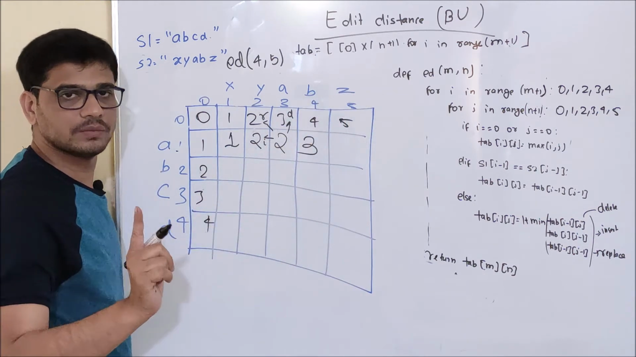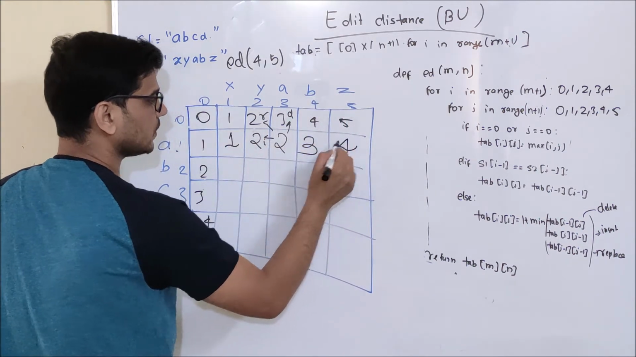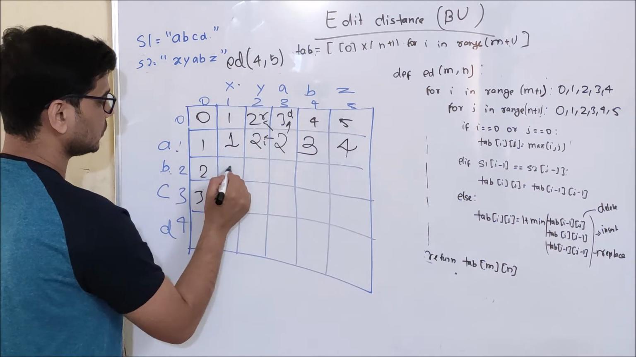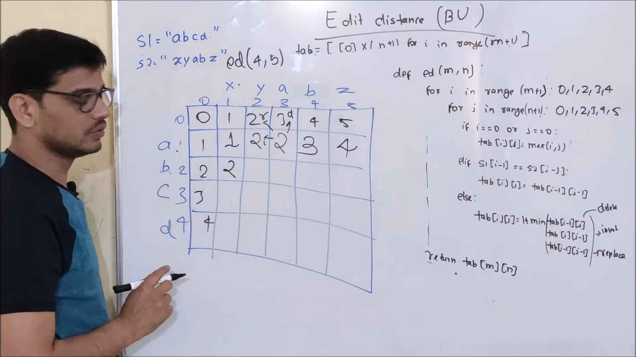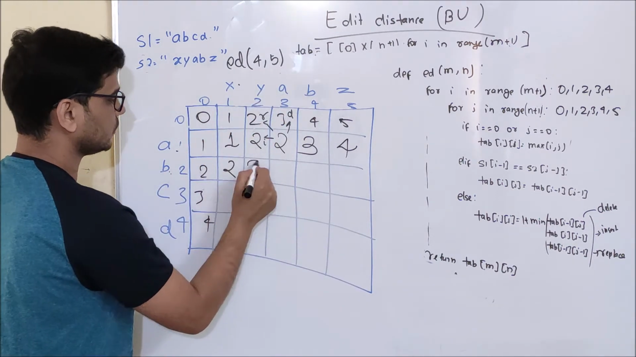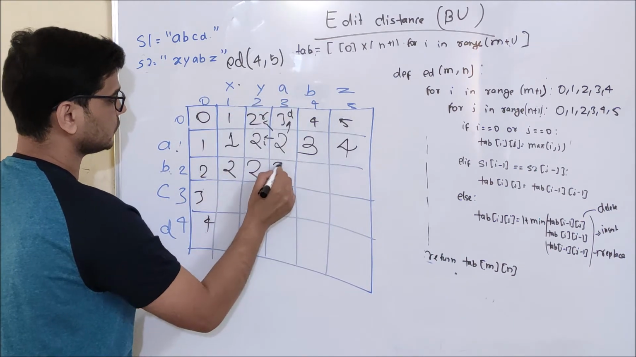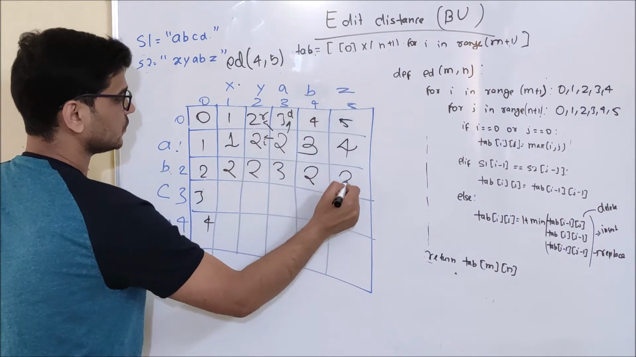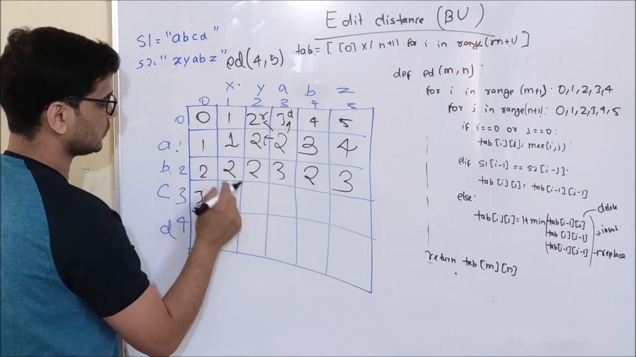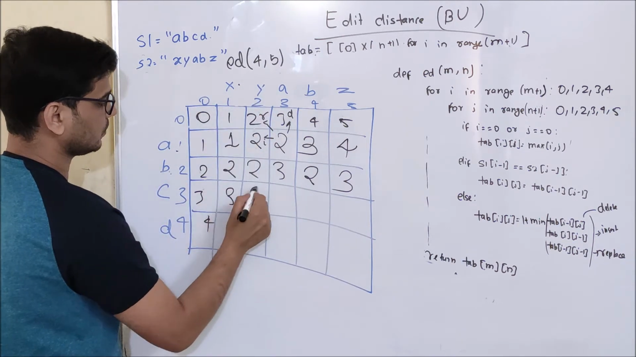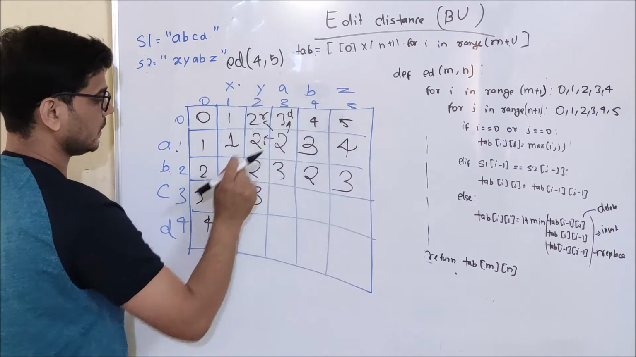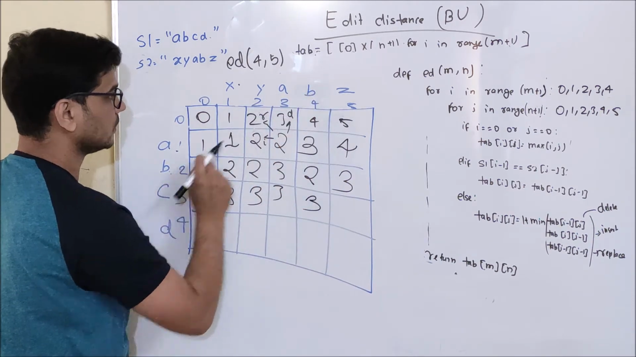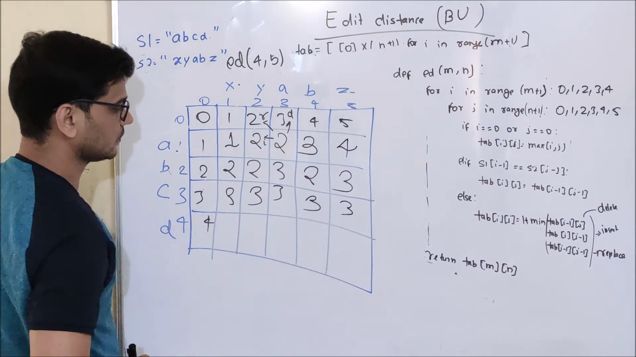AZ not matching, so 1 plus minimum. Now BX not matching, 1 plus minimum, so 2. BY not matching, 2. BA not matching, 3. BB matching, 2. BZ not matching, 3. CX not matching, 3. CY not matching, 3. CA not matching, 3. CB not matching, 3. CZ not matching, 3.